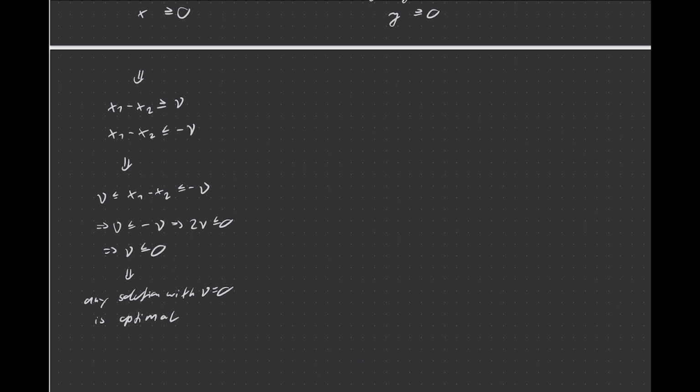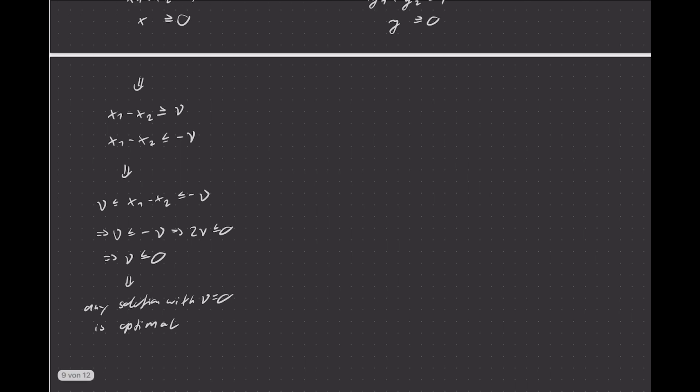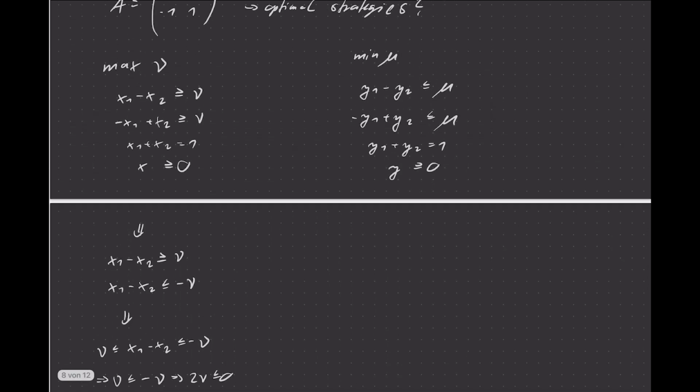And now let's see if we can find a solution with mu equals 0. Before we do that, let's do the same analysis for the other problem here. For the right problem, this one here. With the same argument, here we can say y1 minus y2 is less or equal to mu. And again, we multiply this second inequality by minus 1. And we get y1 minus y2 is greater or equal to minus mu.